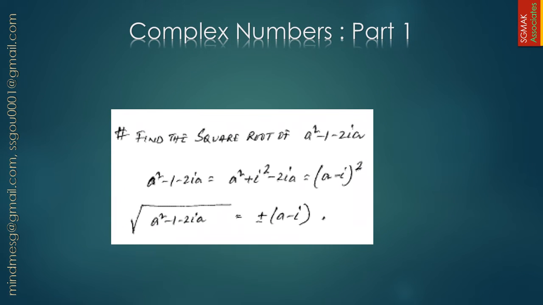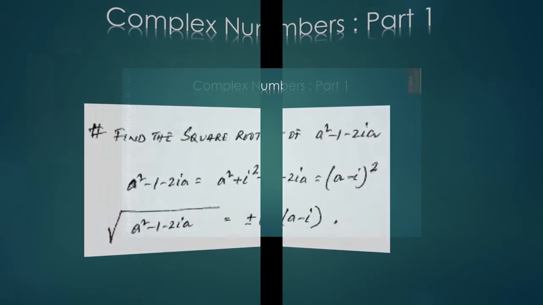The next problem. Find the square root of a squared minus 1 minus 2ia. It can be written as (a minus i) squared. So the square root of that expression is plus or minus (a minus i). Very simple problem.